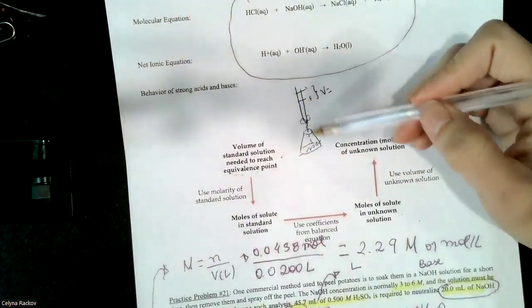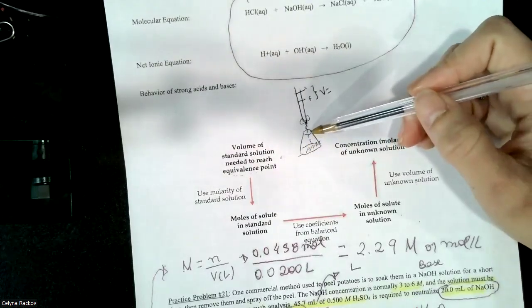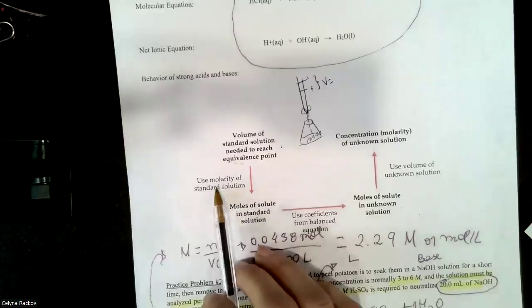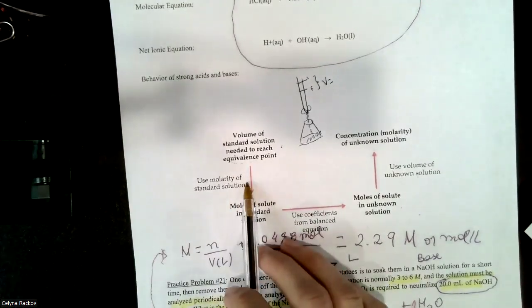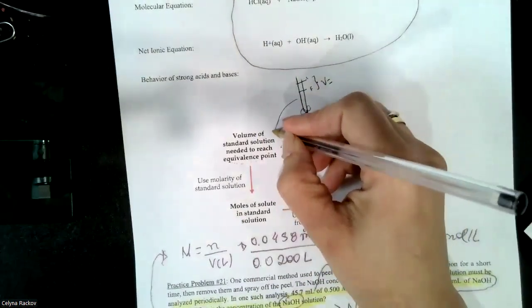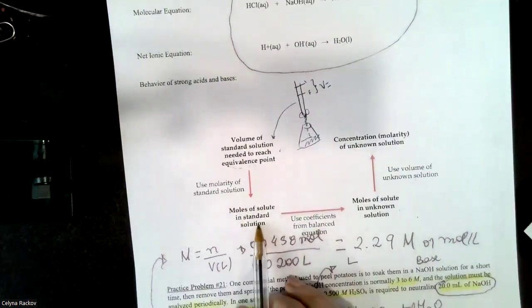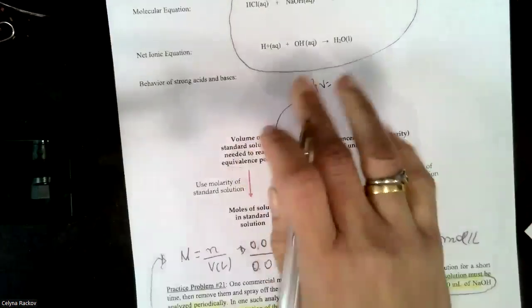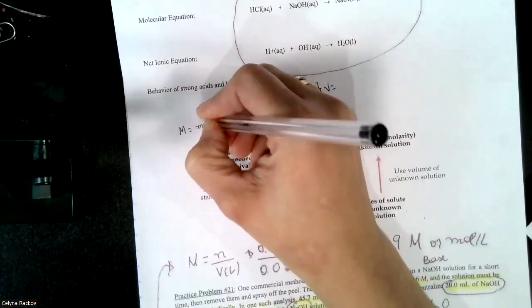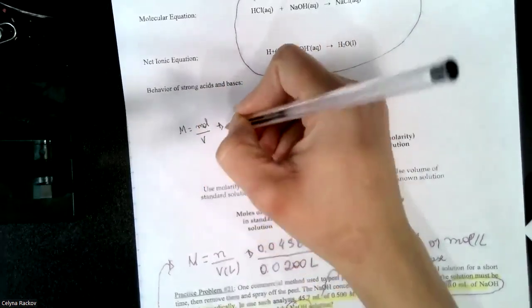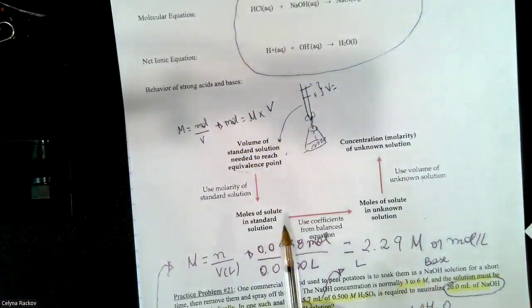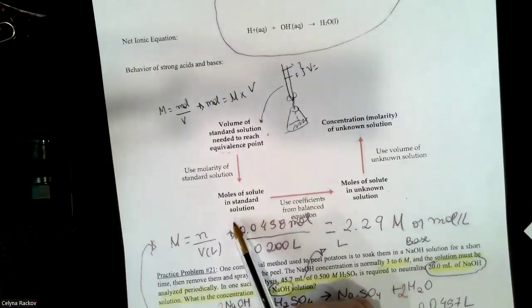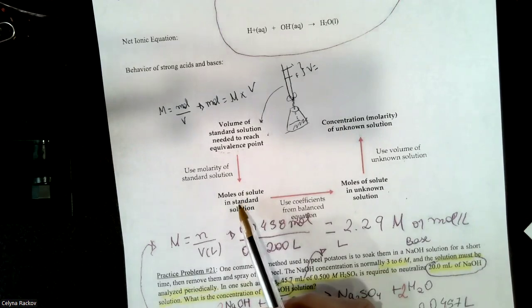The volume that was dropped in the Erlenmeyer is what you need to know here. First, we need to use the molarity of the solution that we know, the concentration of the standard solution, and use the volume from the burette to find the moles of the standard solution. What's molarity? Molarity is moles divided by volume. If you rearrange it, moles is molarity multiplied by volume. So we can use volume and molarity to find the moles of the solute in the standard solution.